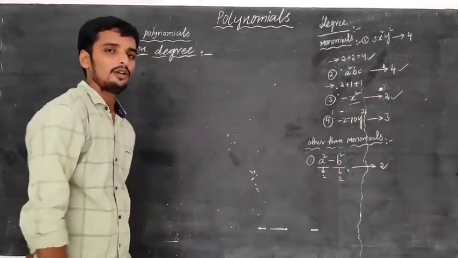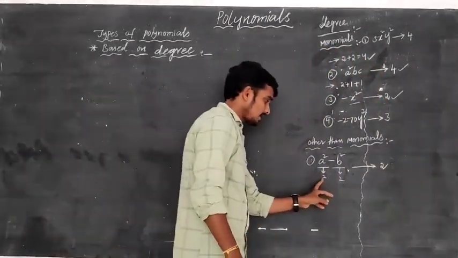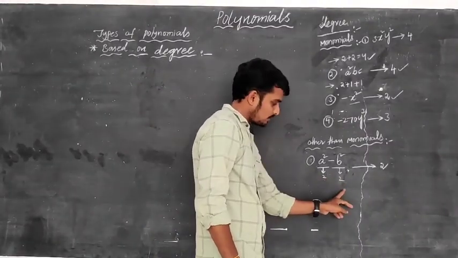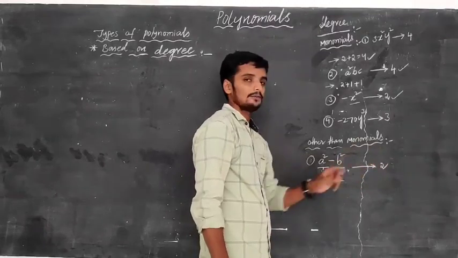The two are equal. If you have 3 for the first and 2 for the second, which is bigger? 3 is bigger, so the degree is 3.